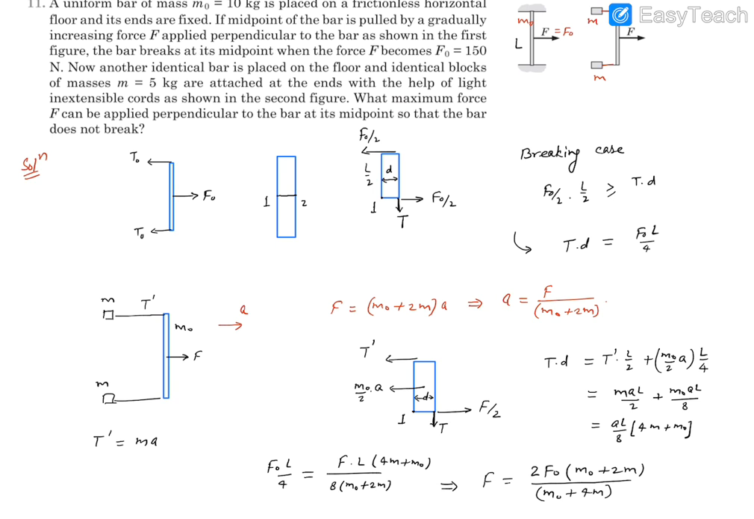Now we can put the values. F naught, m naught, m are all known to us, you can check in the question, and if you put these values and simplify, you will get its numerical answer, which is going to be 200 Newton. You can check that easily. That will become your final answer. Let me tell once more: F naught has to be placed as 150, small m has to be placed as 5, and m naught has to be substituted as 10. So you'll get your answer. Okay, so this is the overall solution for this question. Thank you.